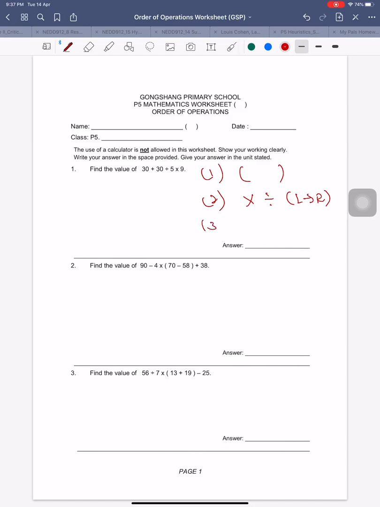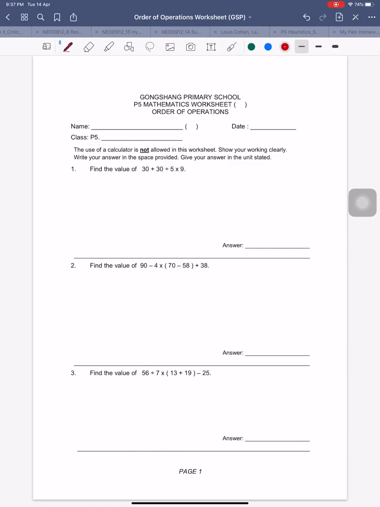Rule number 3 says that lastly you take care of the addition and the subtraction. Again, if these two exist in the statement, you will do from left to right. So you must understand these 3 rules because I realize some of you have forgotten. Okay, so let me erase this.